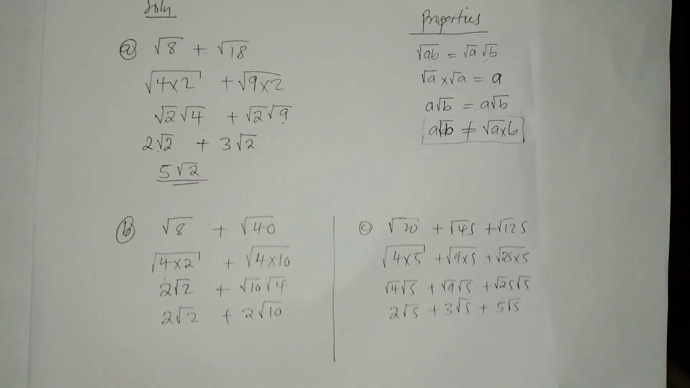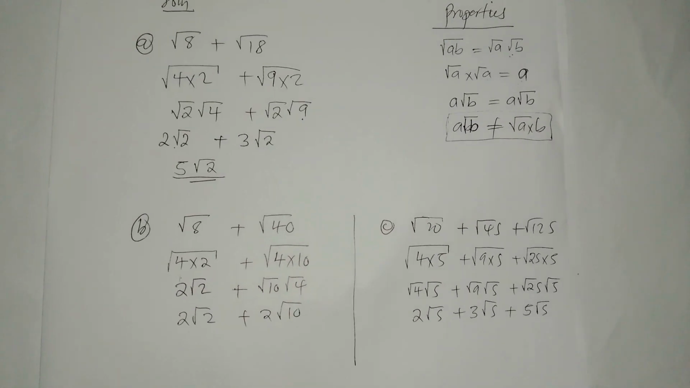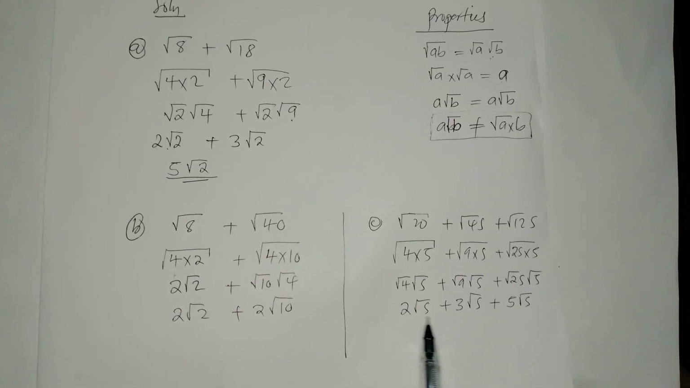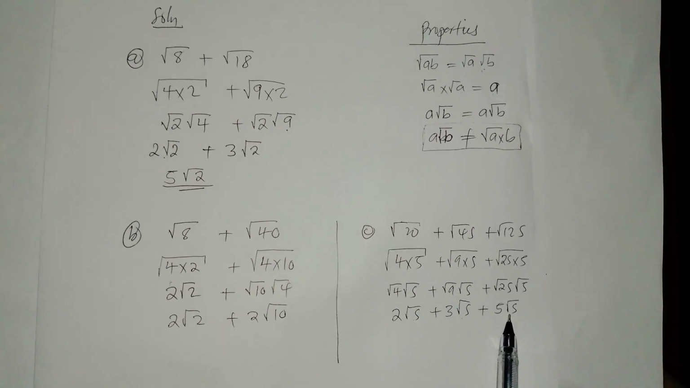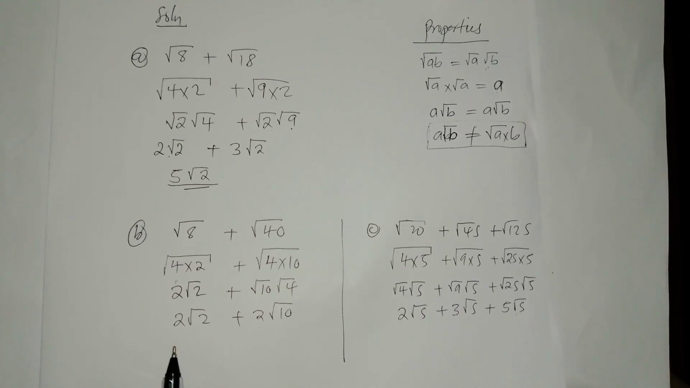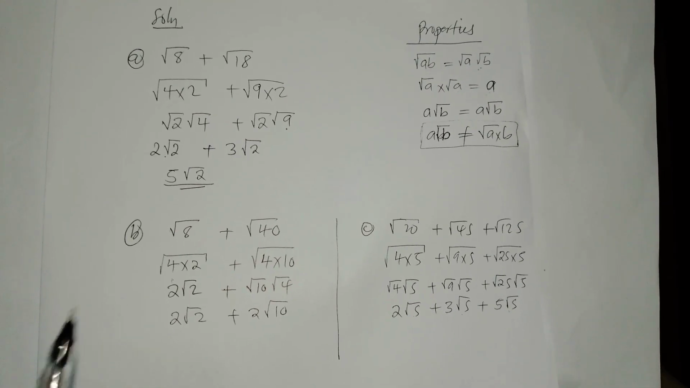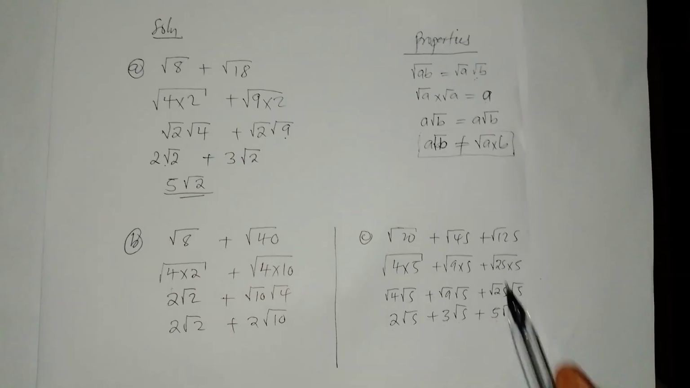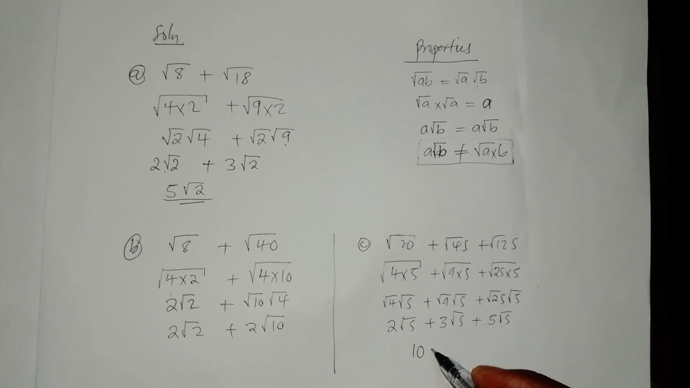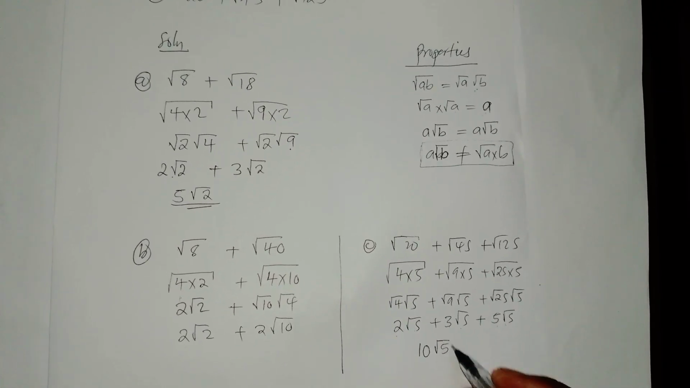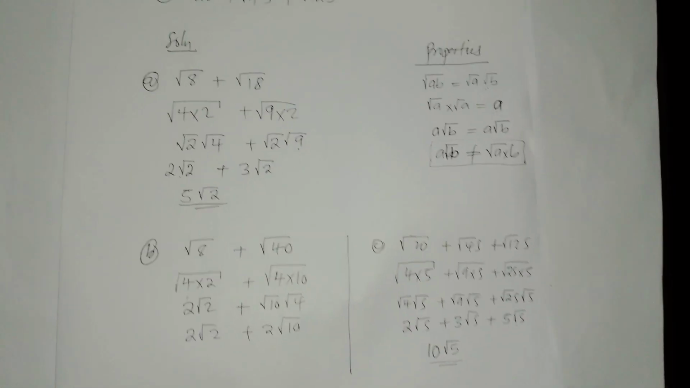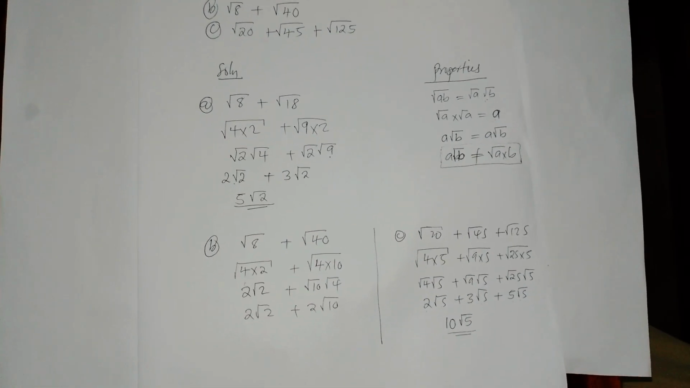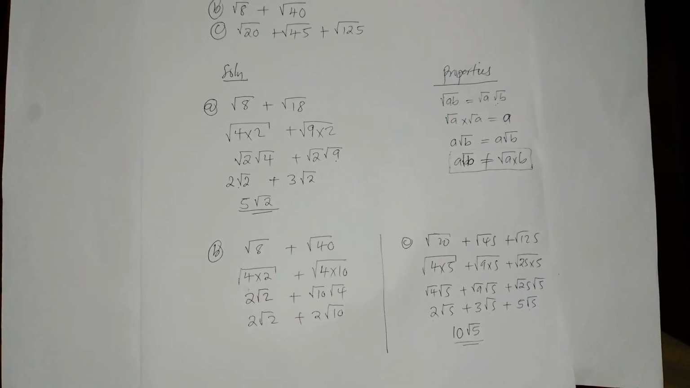What we are basically doing here is finding the square roots of these numbers that we call perfect squares. Now we have the same roots, so we can add them. It's very different from part B. So 2 plus 3 plus 5 gives us 10, then root of 5. Once this has been done, you can safely say you've simplified the given question on surds.